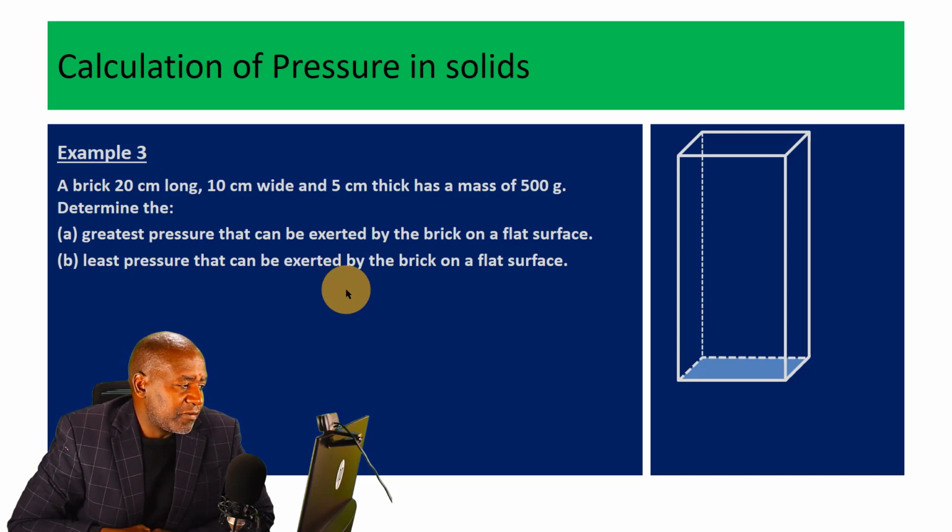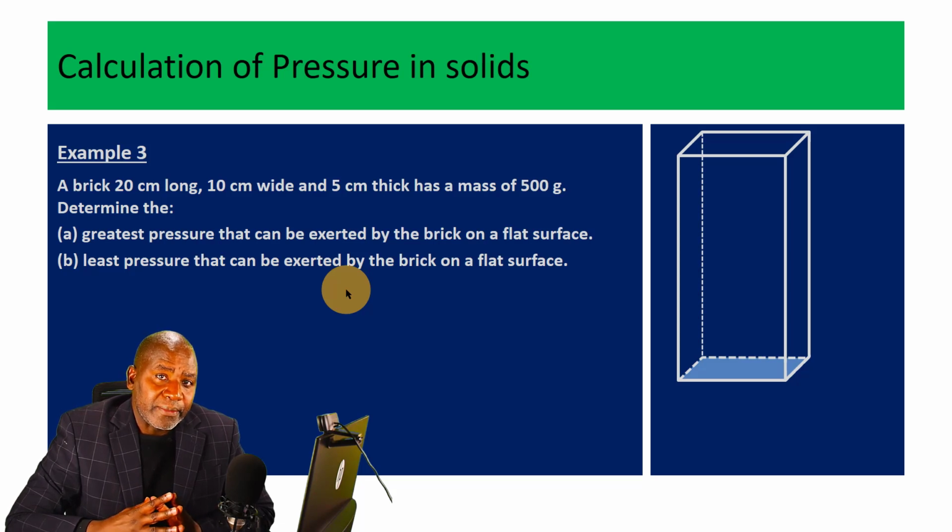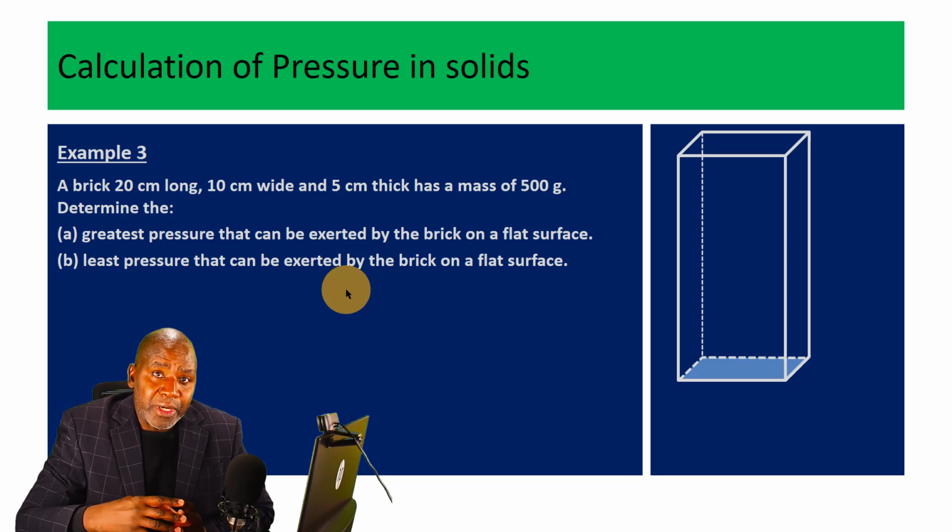Now this time, instead of them giving us the area of contact directly, they've given us the dimensions of this regular solid, which is a cuboid. It is from these dimensions that we can calculate the area. So, for example, when it is resting on that small area, how much force is the block exerting on that small area, as opposed to when it is resting on the large area? You find that the force is the same because the force is equal to the weight of the block, which does not change.